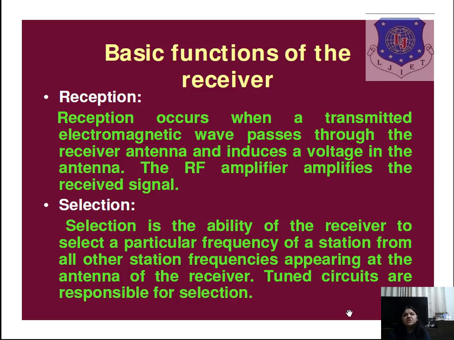The next function of the receiver is selection. What is selection? Selection is the ability of the receiver to select a particular frequency of a station from all other station frequencies appearing at the antenna of the receiver. Tuned circuits are responsible for the selection. So, the receiver function is to select a particular frequency.